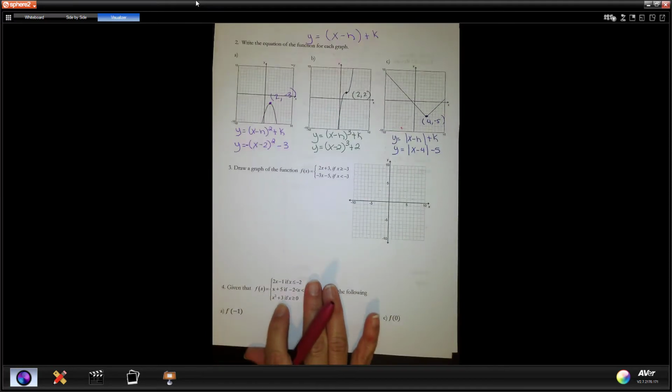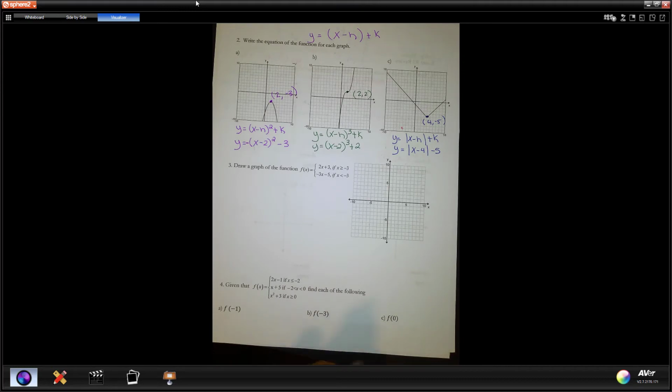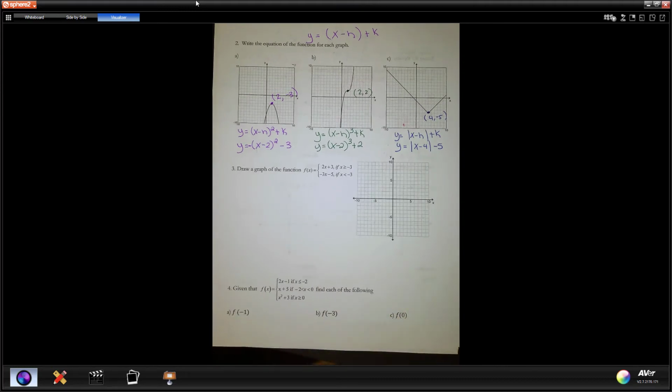And then if we remember, some of the other stuff that we did in Unit 2 happens to be with our piecewise functions. And with our piecewise functions, we are basically going to be dividing our graph into 2 separate, maybe 3 separate parts. So we have f of x equals 2x plus 3 if x is greater than or equal to -3. And we would be graphing f of x equals -3x minus 5 if x is less than -3.